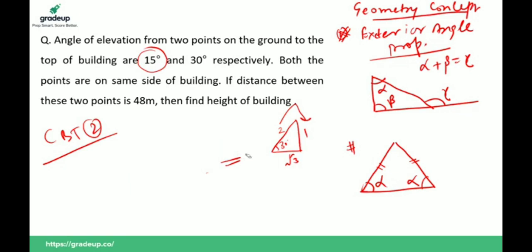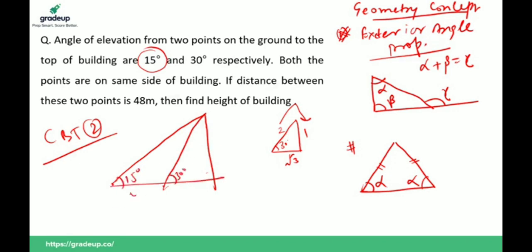Okay, Prati. Just listen. You are having this, this, and this. This is your 15 degree, this is your 30 degree, and this is your 48 meter. All right. Now, guys, sum of this and this will be this. So if this is 15, then this will be 15. And you know, opposite sides to the equal angles are equal. If this is 48, then this will also be 48. And according to the basic figure, if this is 2, then this will be 1. If this is 48, then this will be 24 meter. Very easy question.